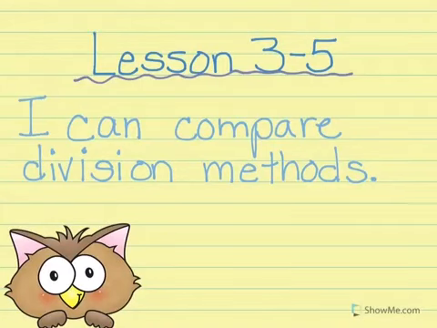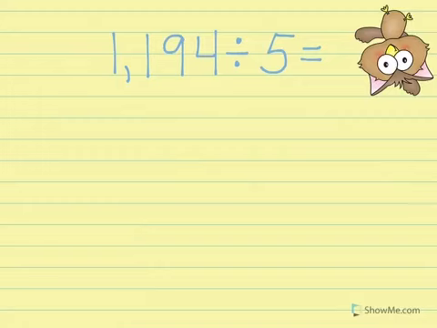This is lesson 3-5. I can compare division methods. Okay, in this first example, I am dividing 1,194 by 5. So I'm going to go ahead and use place value sections.